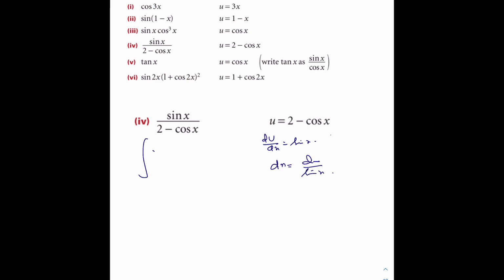Let's write it here: sin x upon u. In place of dx, I can write du upon sin x. This and this will cancel out, leaving 1 upon u dot du. The integration of 1 upon u is ln u. So this u can be replaced by what u was. u was 2 minus cos x. So you can write ln 2 minus cos x plus c. That's the answer.